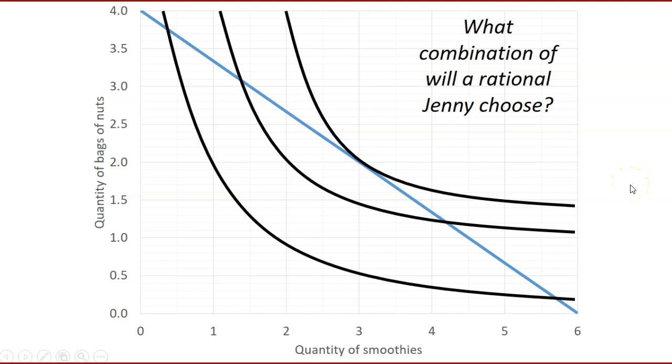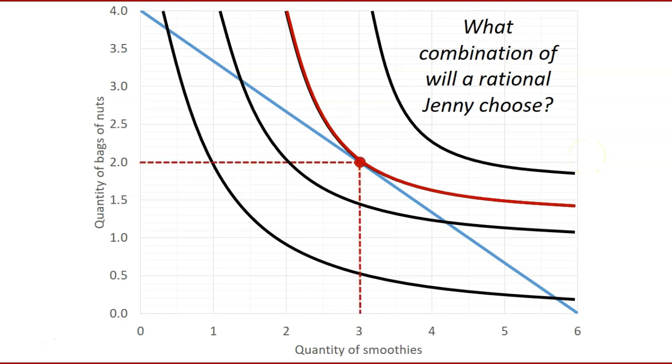And because of the shape of this indifference curve, see, this is why it's sneaky, it will have one point that just touches the budget line. Obviously that combination is even more preferred, but it's beyond the budget line, it's not affordable. That's the indifference curve that she will settle on, and she will choose this point because this is the only combination for this highest indifference curve she can get to that she can afford. That's 2 bags of nuts and 3 smoothies. So that's the combination that a rational Jenny will choose.